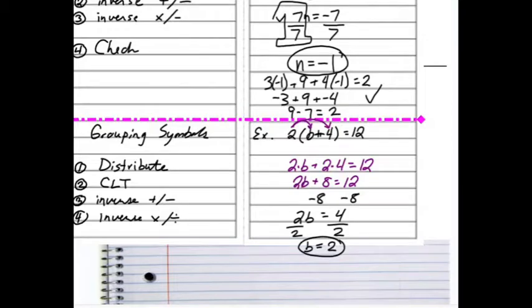And lastly, of course, as always, make sure you check by plugging in your variable. 2 goes back into my original equation. I'm going to do that over here to the side. 2 times the quantity 2 plus 4 equals 12. So I'll distribute. 2 times 2 is 4, plus 2 times 4 is 8, equals 12, which is correct. So I'm all set with that.